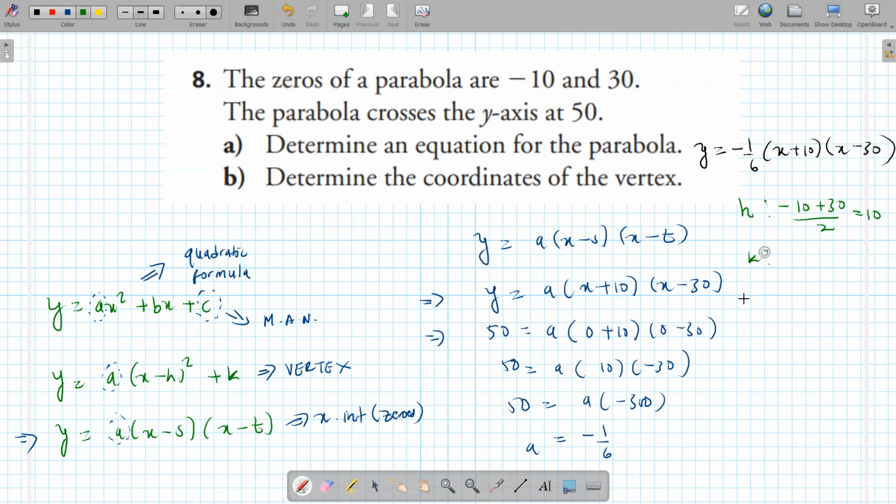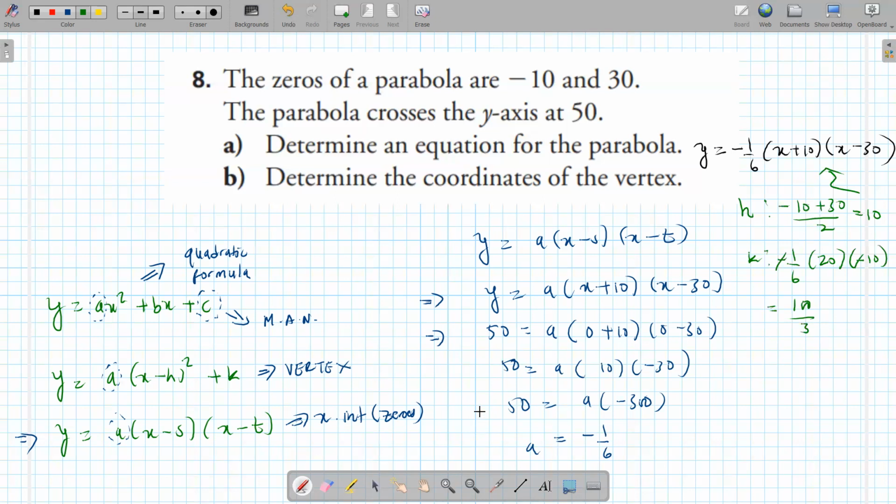To find the y value of the vertex, which is the k value, you want to plug 10 back into this equation here, because that's the only equation we do have. So it becomes 10 plus 10, 20. 10 minus 30, negative 10. So this negative and this negative cancels out. You get 200 over 6, which is 100 over 3. And there you go. That is your vertex, yeah?